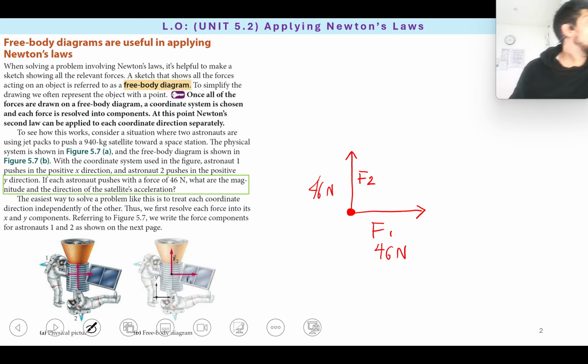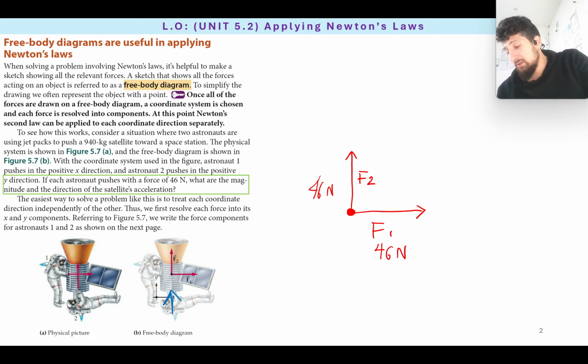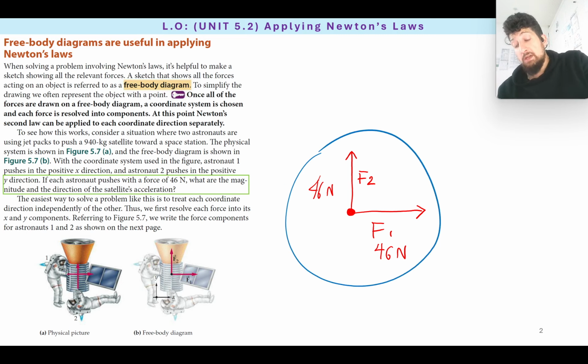Now, it's common sense if you were to visualize this. If one astronaut is pushing upwards this way, while the other one is pushing this way, then obviously this satellite is going to be moving somewhere, and it's going to be moving that way, isn't it? Because we've got two different forces acting from two different directions. That makes sense. So what we have here is the free body diagram.